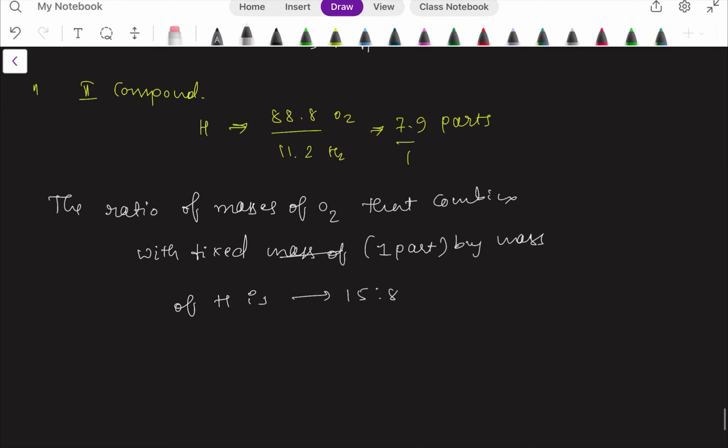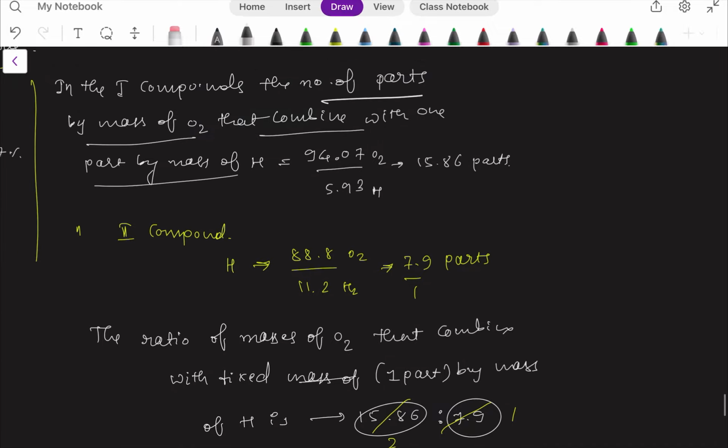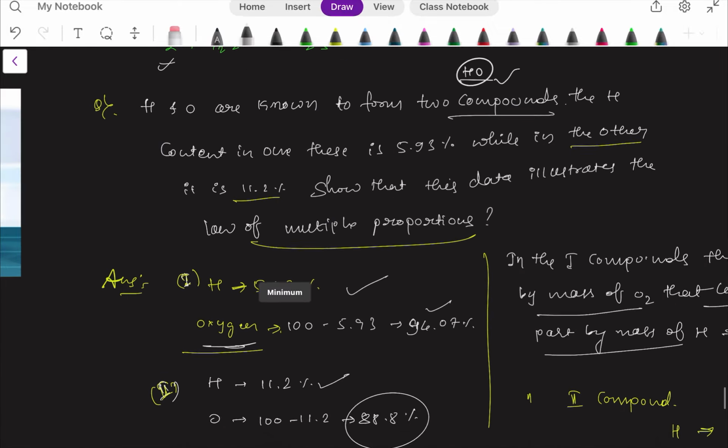15.86 and one more, 7.9 ratio. After simplifying these, we are going to get 7.9 on the 7.92, it is 15.86. So they got a simple whole ratio. How much? 2:1, no? So hence it is proved that the ratio is a simple whole number ratio. Hence this given data illustrates the law of multiple proportion. Please understand, this is how we need to illustrate. I hope you understood. Thank you.